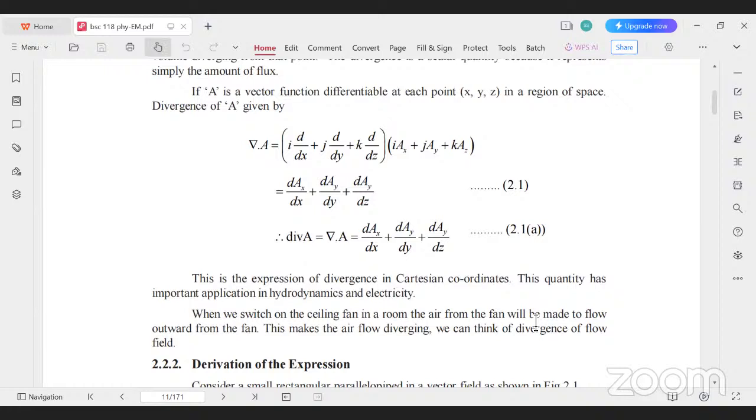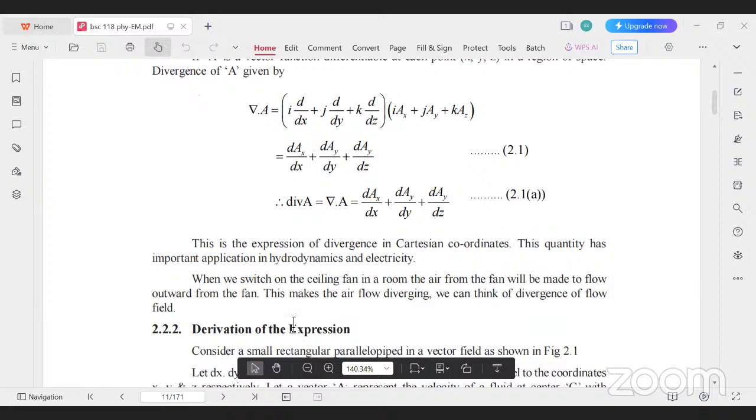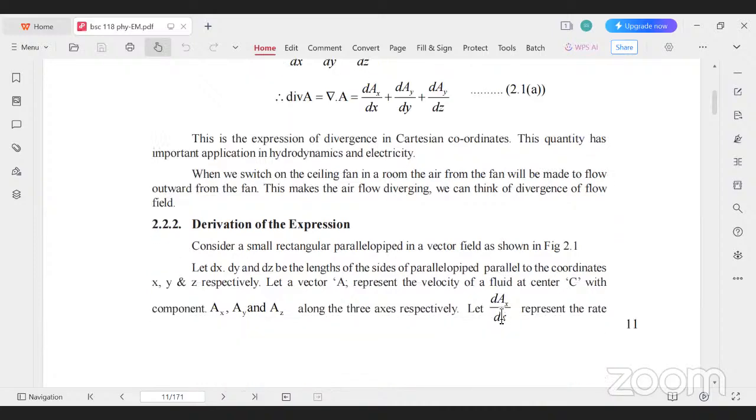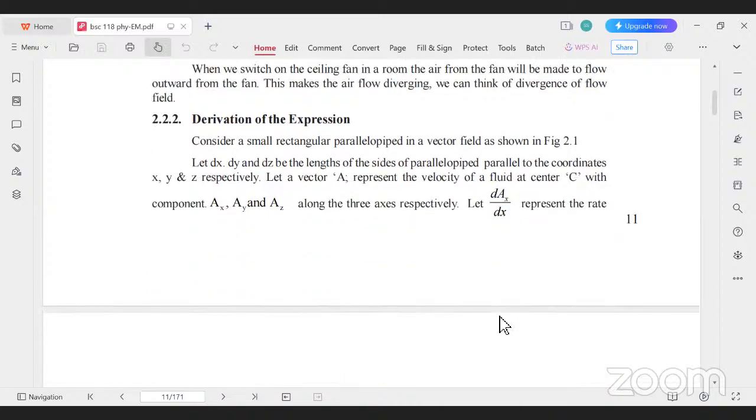When we talk about electricity, how the electric current is flowing, there we are going to use this application. So when we switch off the ceiling fan in a room, the air from the fan will be made to flow outwards from the fan. This makes the air flow diverging. We can think of divergence of a flow field. They have given a beautiful example. Now the derivation of this expression, where we are going to find the XYZ vectors. Let vector A represent the velocity of the fluid at center C with the components Ax, Ay, and Az along the three axes respectively.